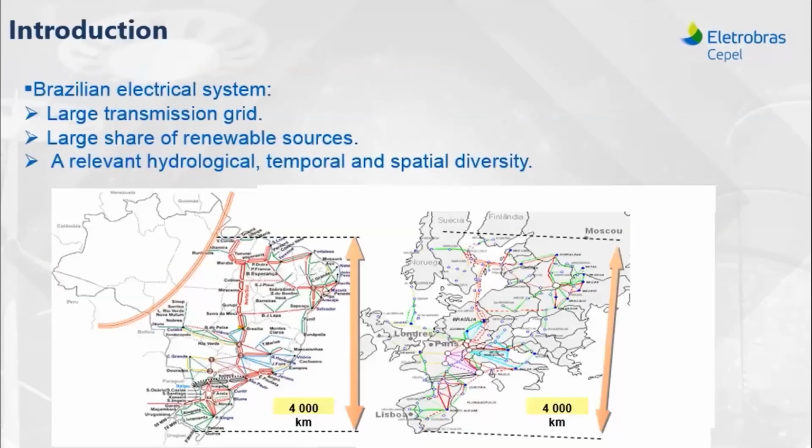Here we have a map of the interconnected Brazilian electricity grid. The size of the Brazilian transmission grid is about 4,000 kilometers, which is basically the size of Europe. Also, we have a large share of renewable sources, mainly hydroelectricity and an increasing participation of so-called new renewable sources, such as wind and solar, and a relevant hydrological, temporal, and spatial diversity, allowing energy complementarity among the several regions of the system.